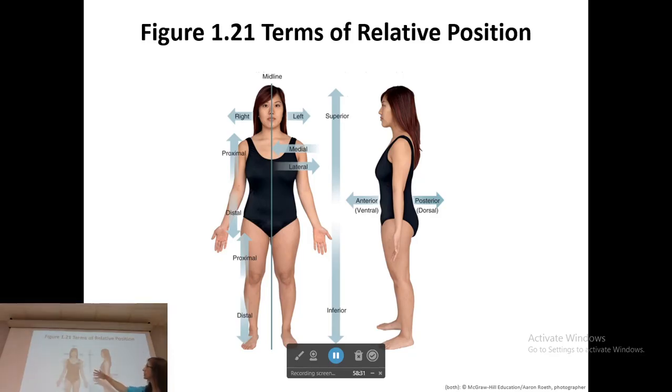Also on here you can see you've got that midline. What terms were we using in relation to the midline? Medial, and then what's further away? Lateral. So lateral and medial. What about in relation to this connection right here? What's further away? Distal. Closer? Proximal. What about towards the top?